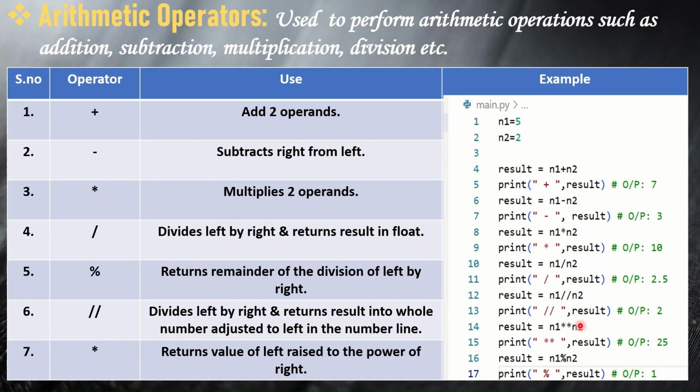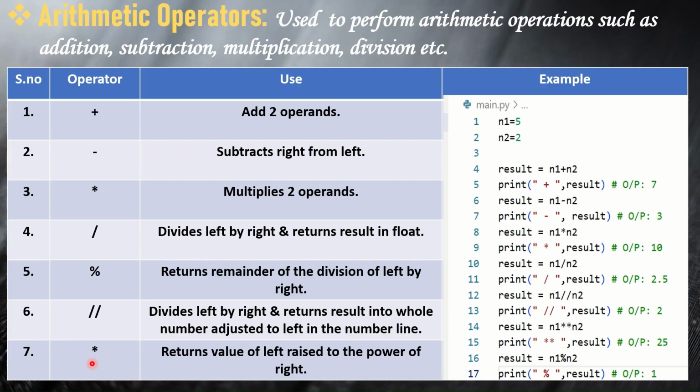So here we have n1 slash slash n2 results in the output 2. Here both n1 and n2 are integer values. So the result is also 2, which is an integer value but not a float value. Suppose we have one of the variables as a float value. So let's say n1 is equal to 3.5, n2 is equal to 2.5, it results in an output which is a float value.